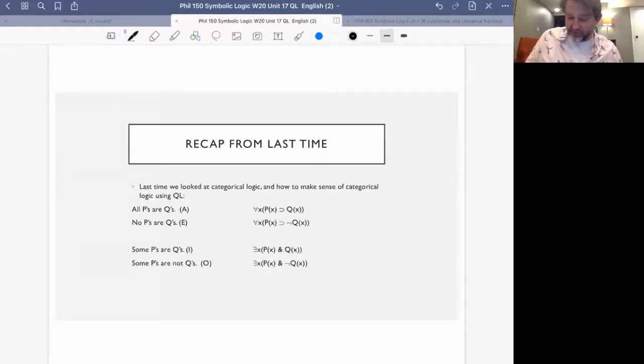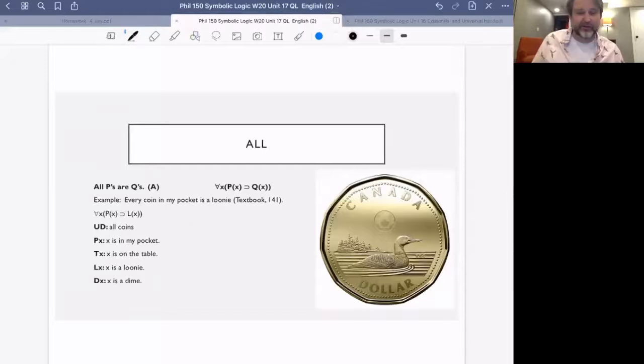These are those forms that I just introduced you to, the Aristotelian forms. We're now going to look at these in a little bit more detail. So consider this example. This example comes from your textbook on page 141. So here's the example. Every coin in my pocket is a loonie. This is an all statement, so it's going to use our form all P's are Q's, which we might symbolize again like this. So how are we going to symbolize this for this specific example? Every coin in my pocket is a loonie.